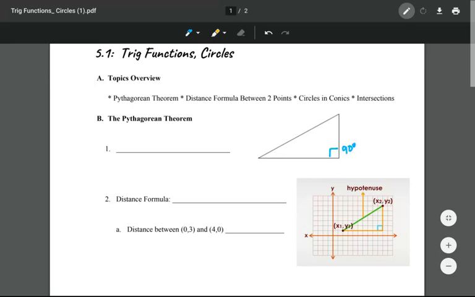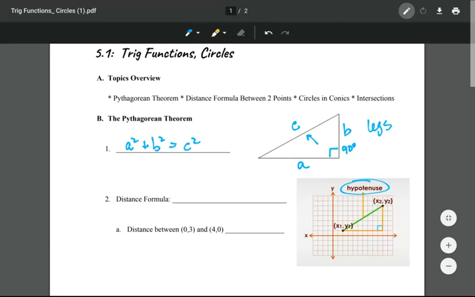The Pythagorean theorem relates the lengths of the sides together. So I've got two legs, lengths a and b, and then a hypotenuse. There's the hypotenuse word spelled out there, which is across from that 90-degree angle, of length c. The Pythagorean theorem tells us that a squared plus b squared is equal to c squared.